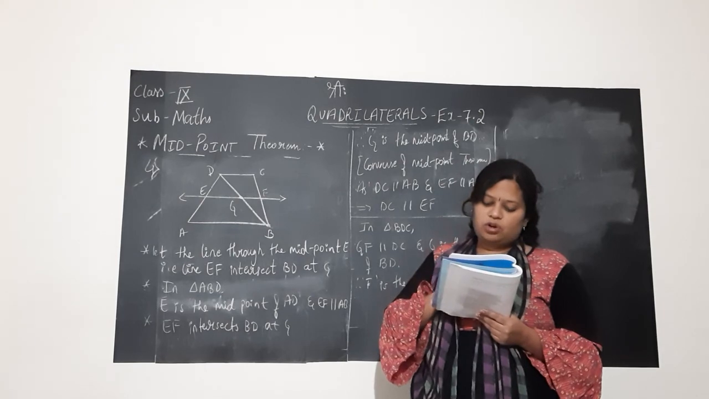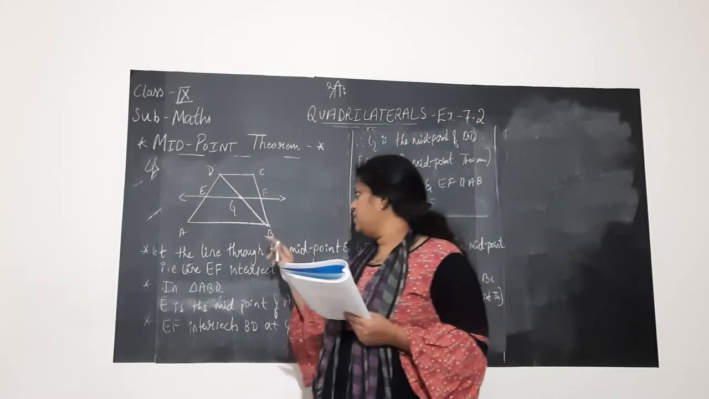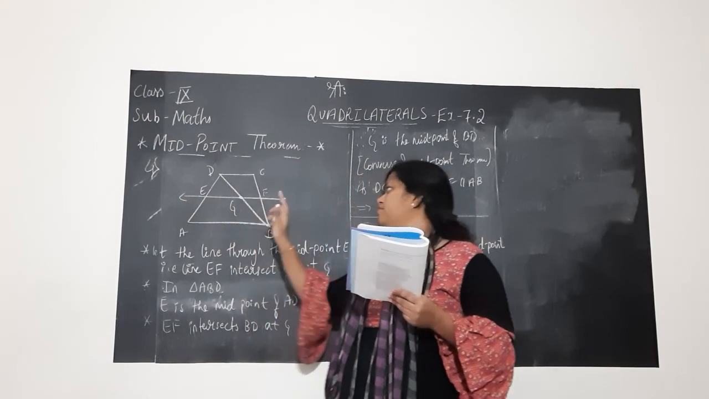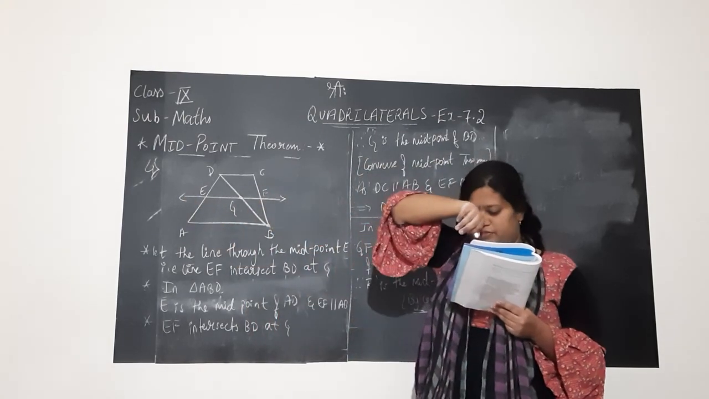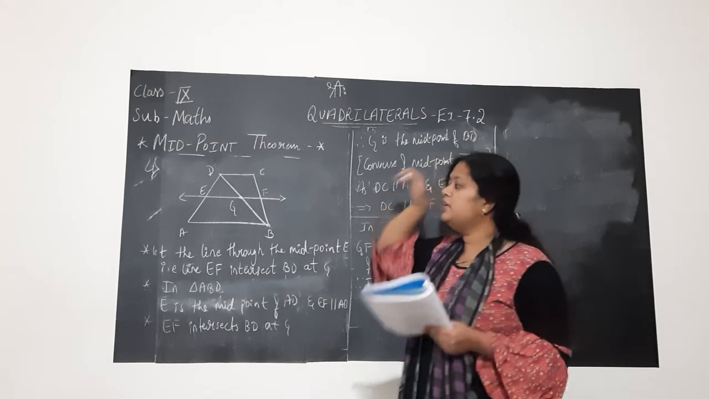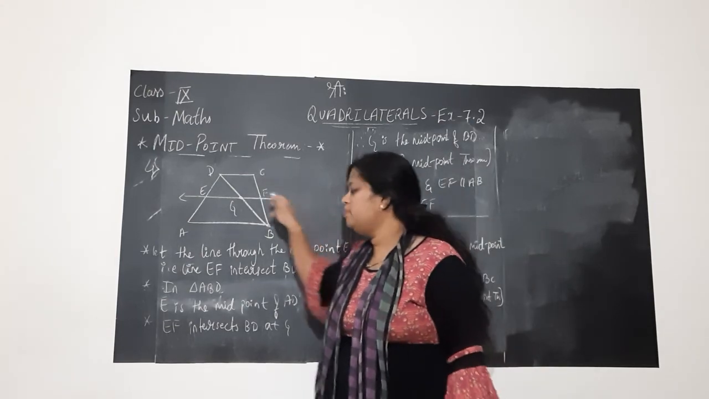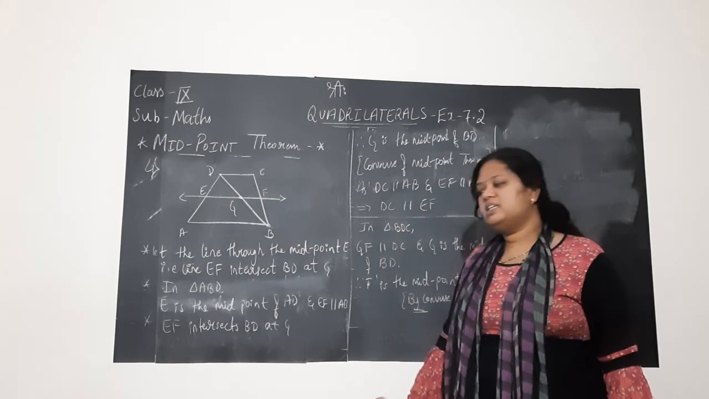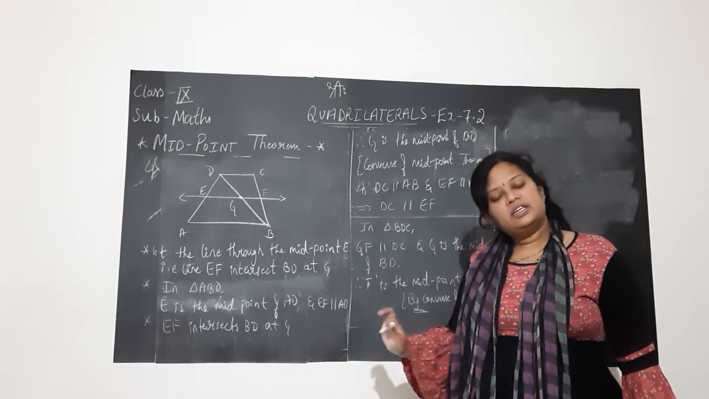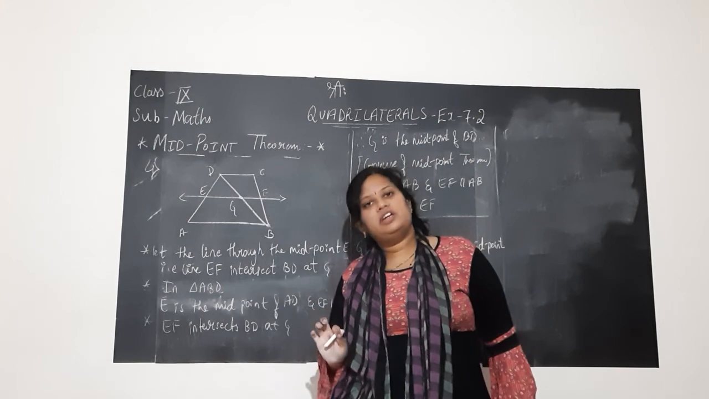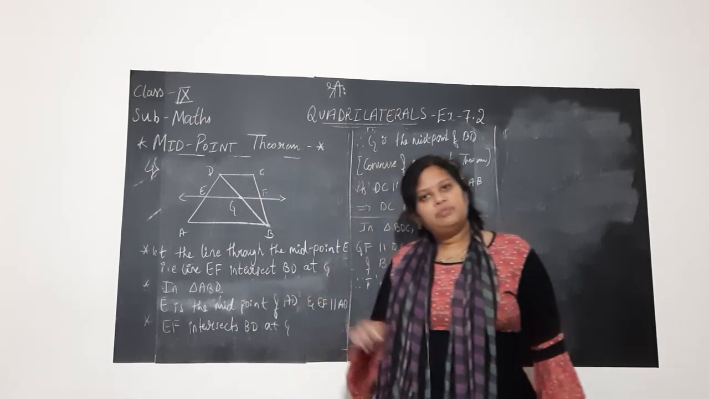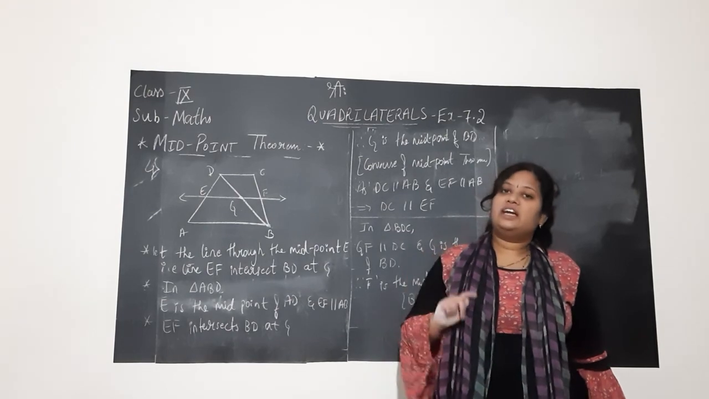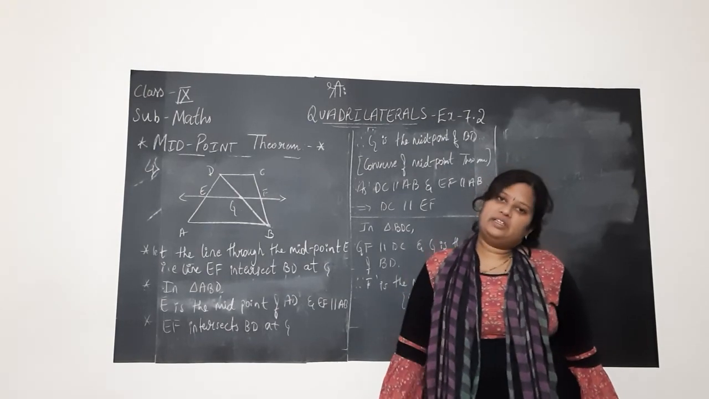The question is: a line is drawn through E parallel to AB intersecting BC at F. Show that F is the midpoint of BC. For this side BC, we need to show F is the midpoint. The question is very simple. By reading the question, children, what do you understand? Is it not related to the midpoint theorem? Of course it is related. But which one, children? It is related to the converse of the midpoint theorem.